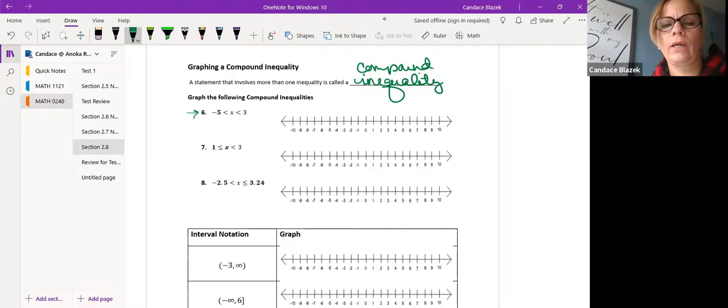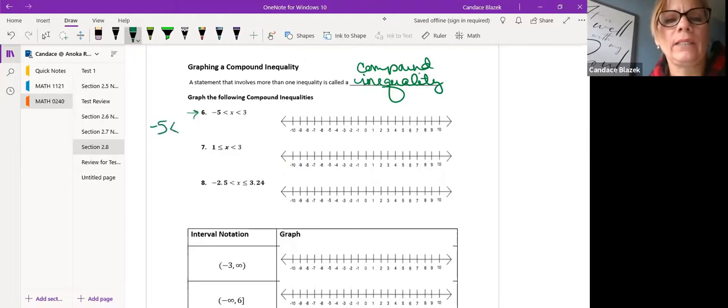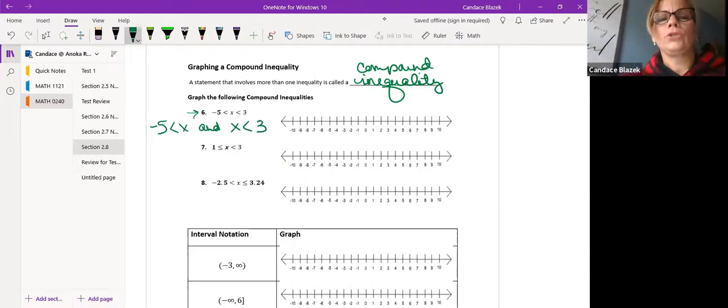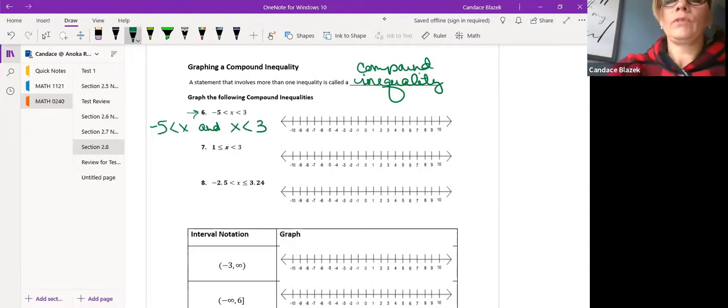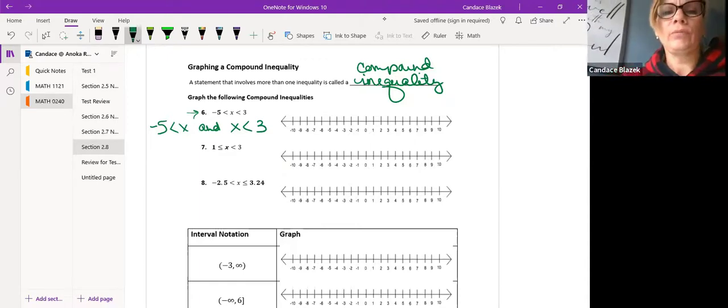So when we look at an inequality like number 6, it says -5 is less than x is less than 3. One observation: it means x is all of the values between -5 and 3. Notice that the inequality signs are going in the same direction. They're both pointing to the left, which you have to have. But what this also means is that -5 is less than x and x is less than 3. So when the definition says that it involves more than one inequality, it is a compound inequality because we can break it up into these two smaller inequalities.